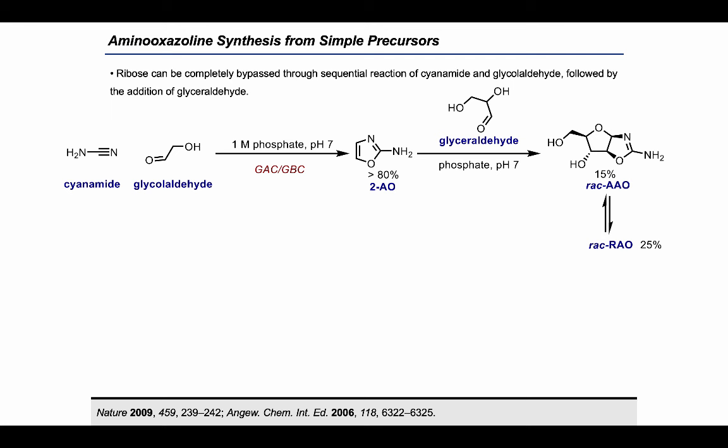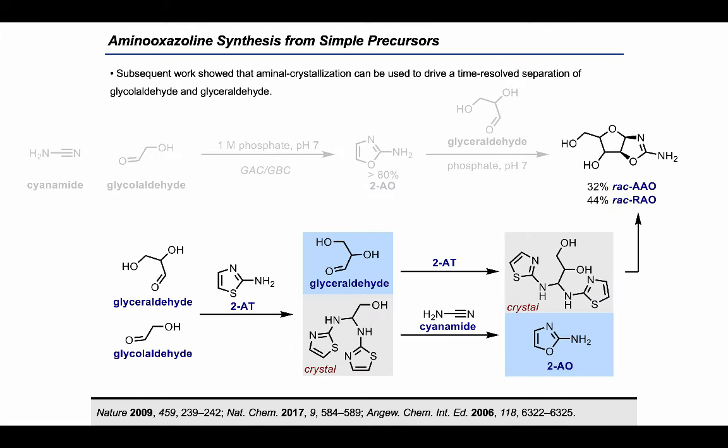This seems to present a problem, as it seems likely that the chemistry capable of producing glyceraldehyde will also produce glycolaldehyde, as in the foremost reaction discussed earlier. And this means that both glycolaldehyde and glyceraldehyde are likely to be present in the same environments. In 2017, a paper by the Powner group showed that these two sugars can be separated through a time-resolved crystallization, enabled by 2-aminothiazole, or 2-AT. In a mixture of glyceraldehyde and glycolaldehyde, crystallization of glycolaldehyde as its aminal occurs first, enabling removal of glyceraldehyde. Reaction of glycolaldehyde with cyanamide to form 2-AO can then occur, followed by the reaction of 2-AO with glyceraldehyde after redissolution of its crystalline aminal.